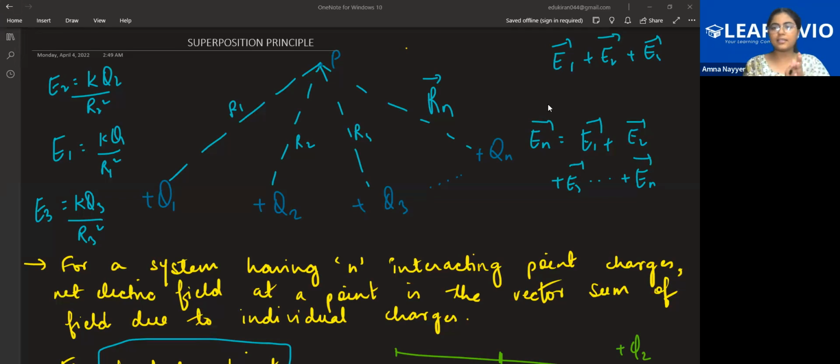See, so in the last class, we had started with superposition principle, right? Now, in superposition principle, we have seen that we will have multiple charges, and for multiple charges at one point, we'll have to calculate electric field. So we'll calculate the individual electric fields, and then we'll add them. Now, how will we add them? We'll add them vectorially. Why? Because these are all vector quantities.